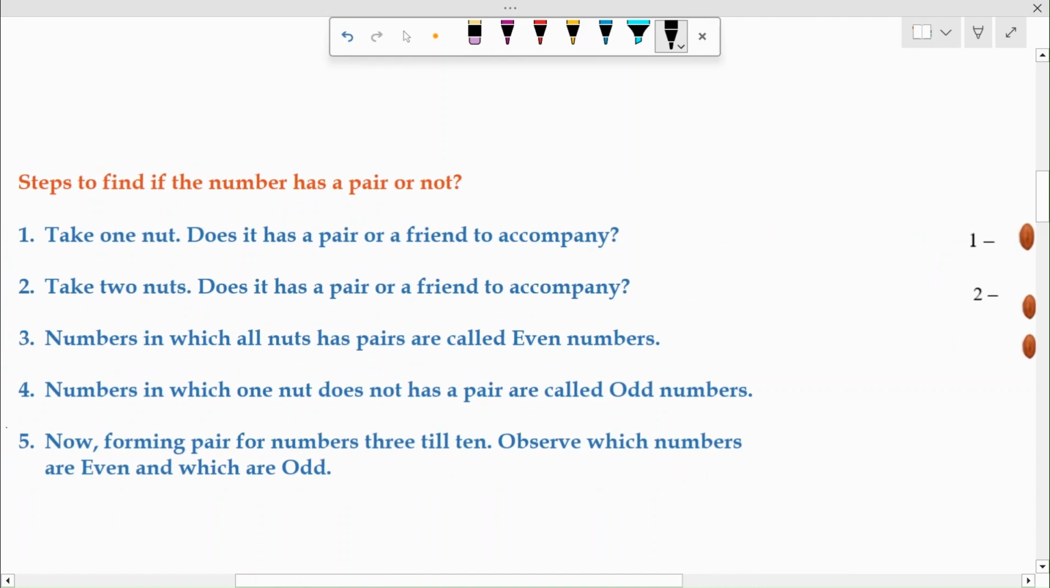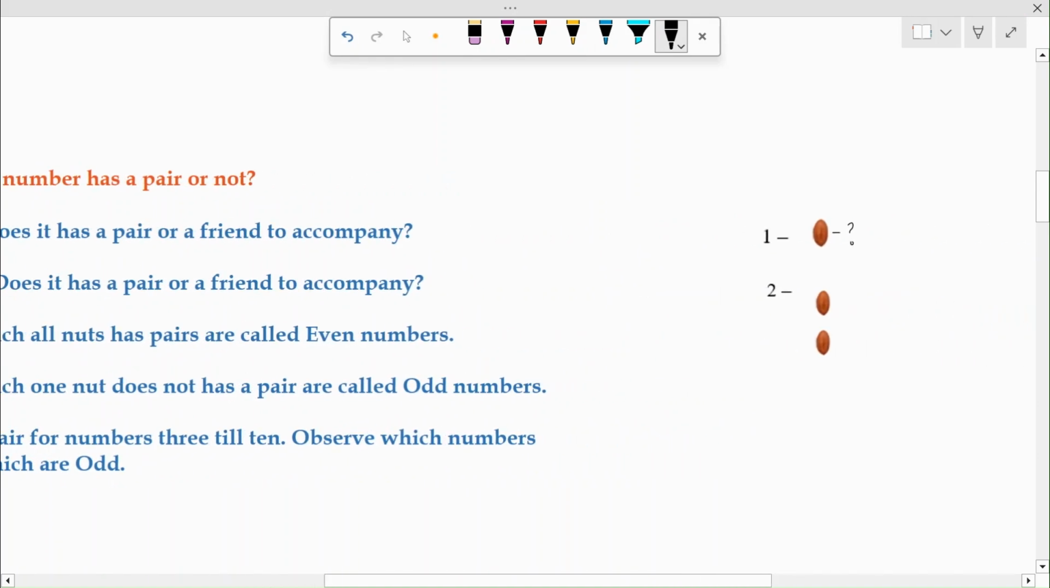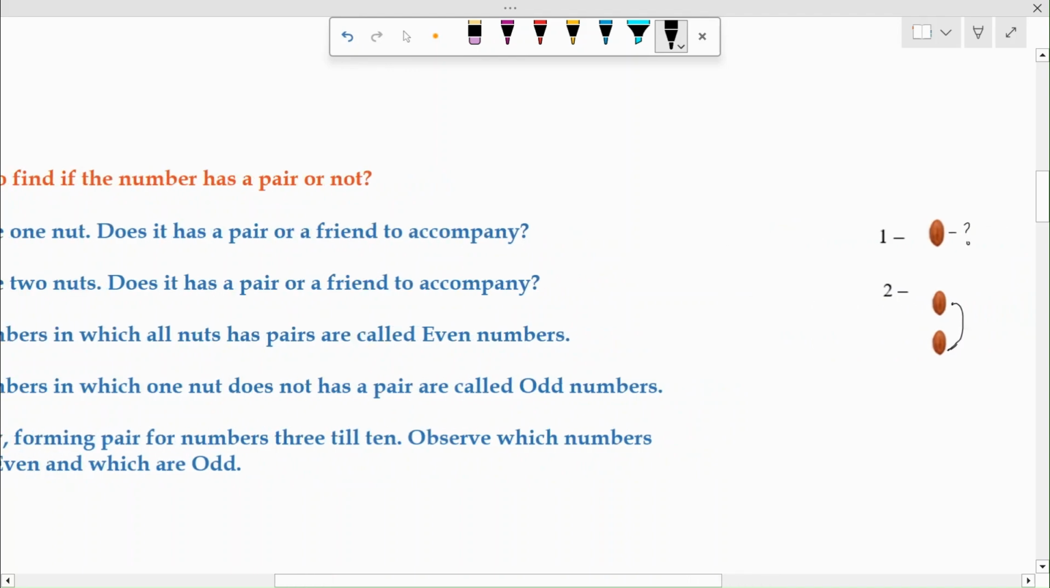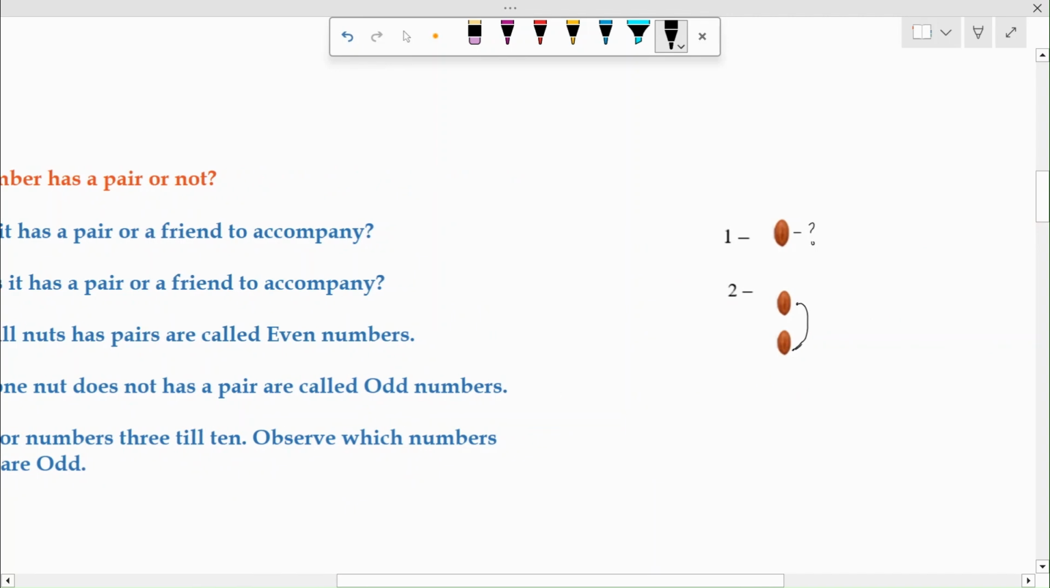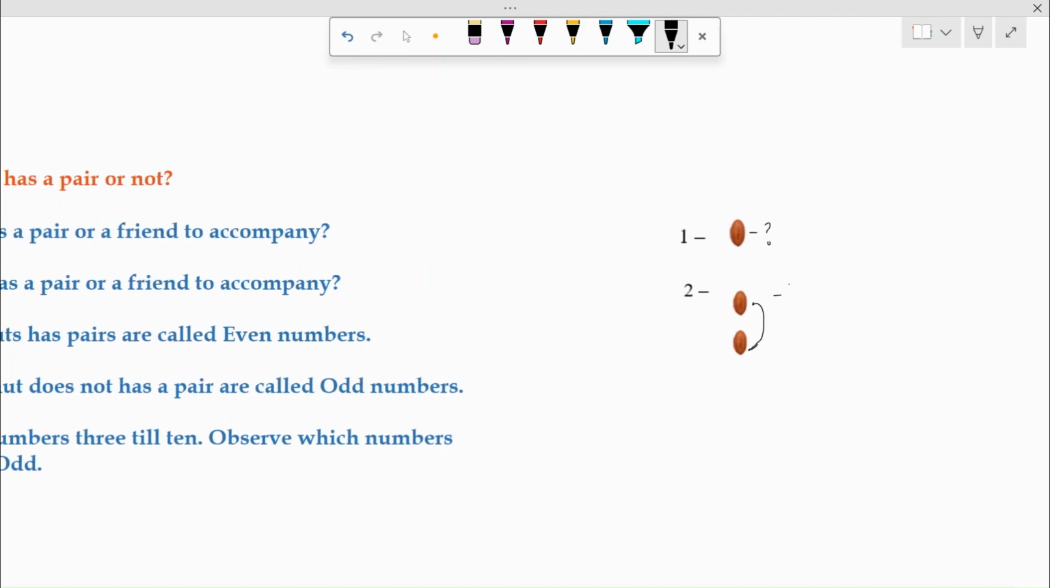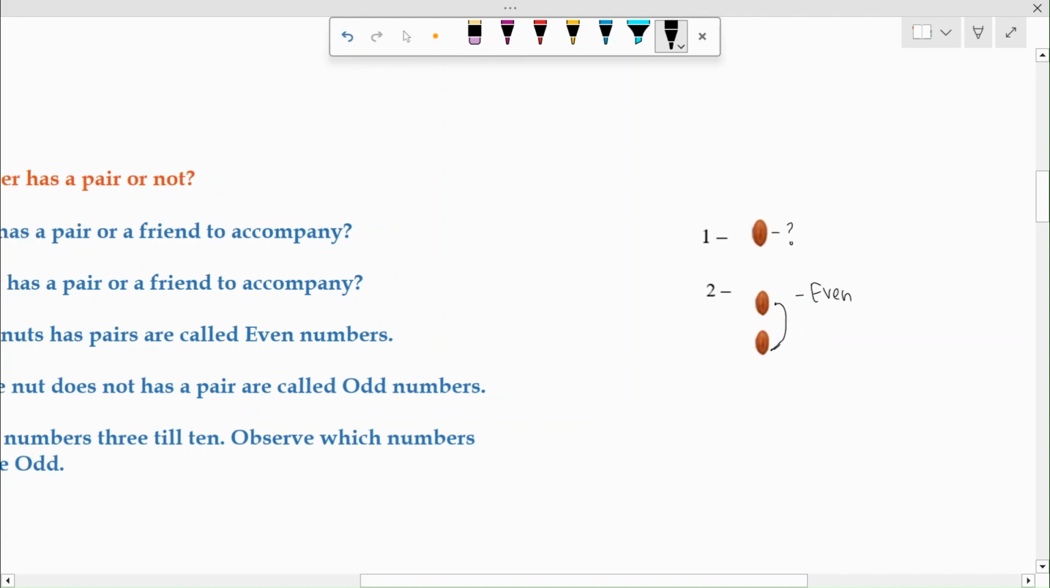Let's take two nuts. Does it have a pair or a friend to accompany? Yes, this nut has a pair, and the next one has a pair again, right? So it has a pair. So those numbers in which all the nuts or the shells have pairs are called even numbers. So obviously then 2 will be an even number because all the nuts in it have a pair.